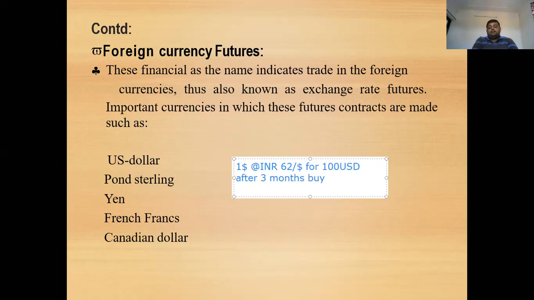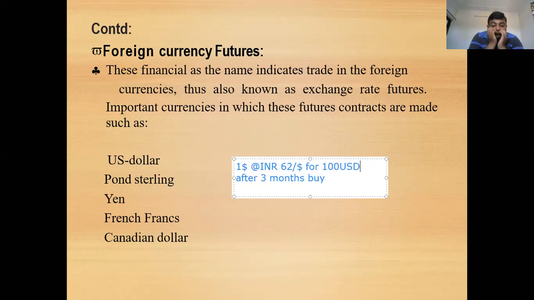Now this is one type of currency rate, the foreign currency future. Here I will buy. I have put the command to buy 100 USD at the rate of 62 per dollar after 3 months. On maturity, I have to buy this because I have entered into the contract. As we know, a contract is an agreement which is enforceable by law. So I have to buy this amount of dollars at the particular rate.